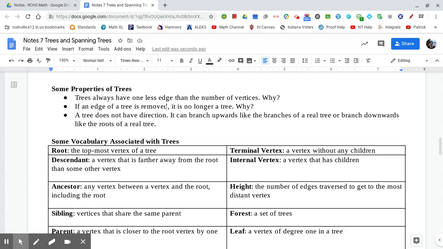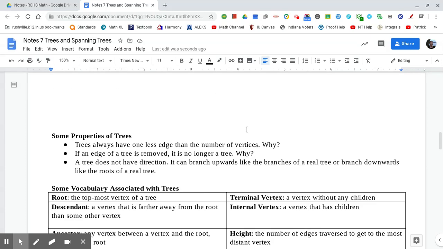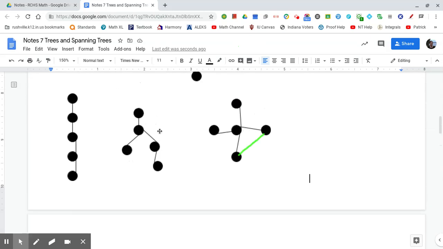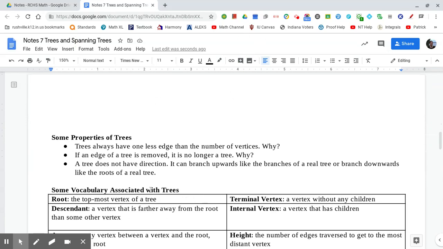If an edge of a tree is removed, it's no longer a tree. So let's go back up here. If I were to remove one of these edges, so let's say I were to get rid of this one, so pretend like this isn't here. Why is this no longer a tree? Well, because there's no longer an edge connecting this vertex, which means it's no longer a tree because it's no longer a connected graph.